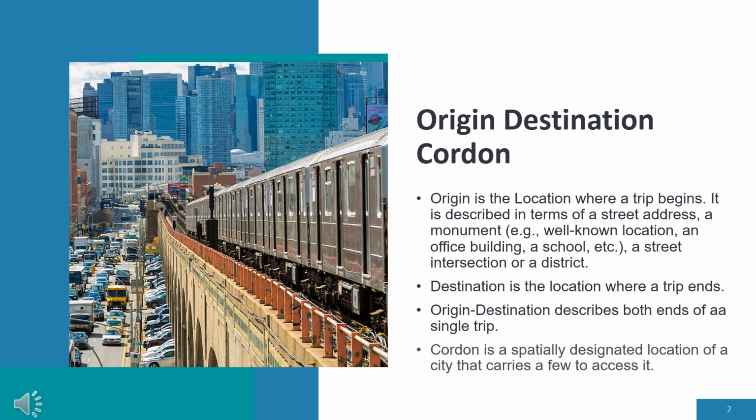Second, destination. Destination is the location where a trip ends. Third, origin destination. Origin destination describes both ends of a single trip, or what we call a journey. Fourth, cordon. It's a spatially designated location of a city that carries traffic to access it. Cordon means checkpoint or border where they check the number of passengers if they enter the city or the area.